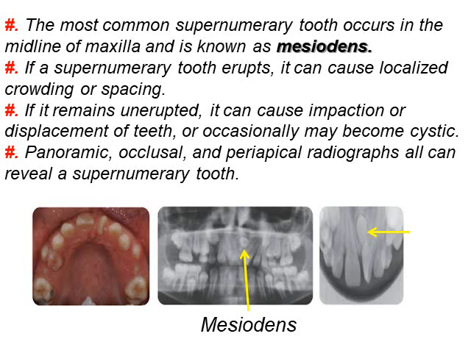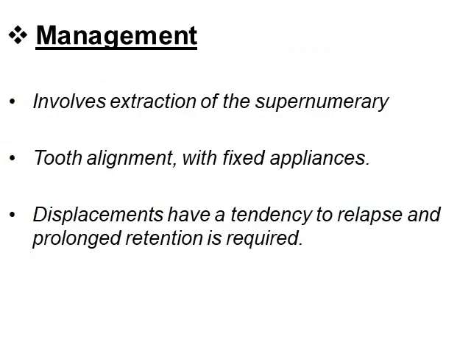If a supernumerary tooth erupts, it can cause localized crowding or spacing. If it remains unerupted, like in these pictures, and the cephalometric also, and the periapical or occlusal view, it can cause impaction or displacement of teeth, or occasionally may become cystic. Okay, so panoramic, occlusal, and periapical radiograph all can reveal a supernumerary tooth. And finally, the management of this condition involves extraction of supernumerary followed by tooth alignment, usually with fixed appliances. Displacement due to supernumeraries have a tendency to relapse, and prolonged retention is required.